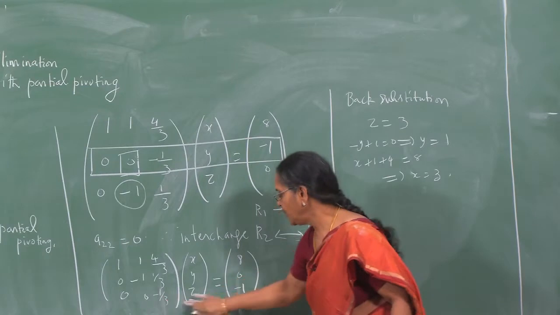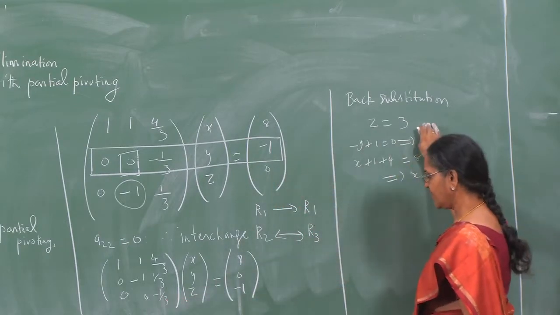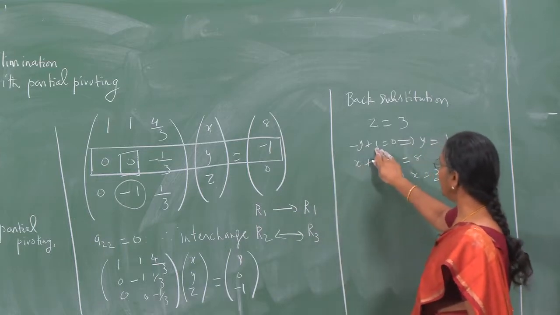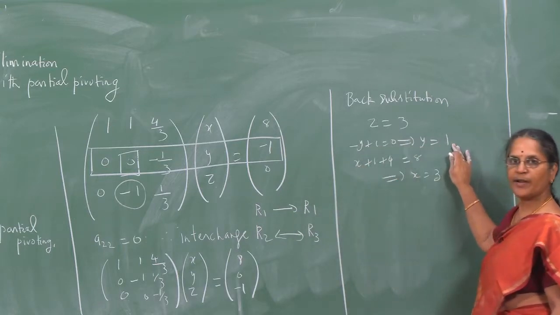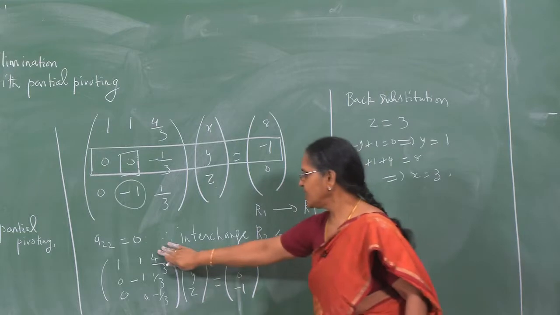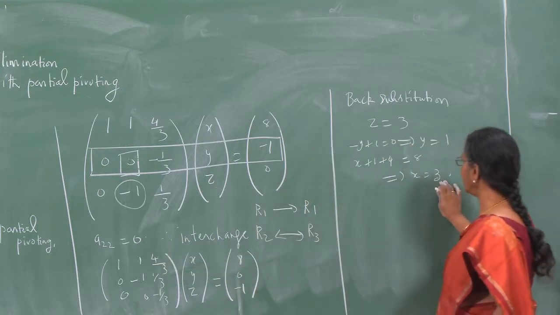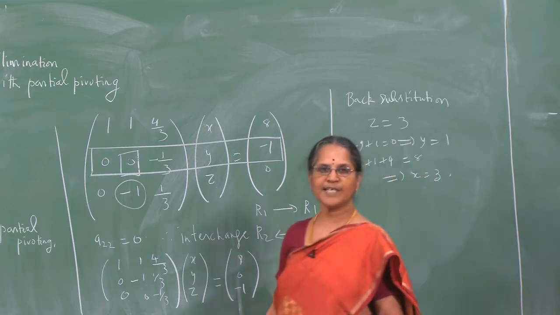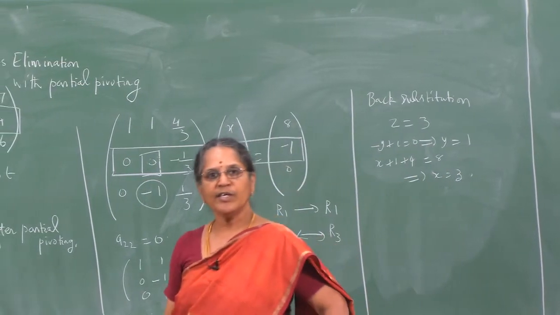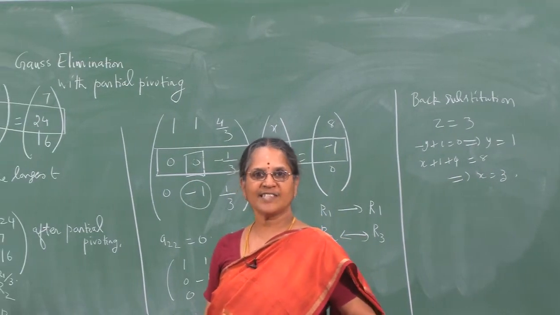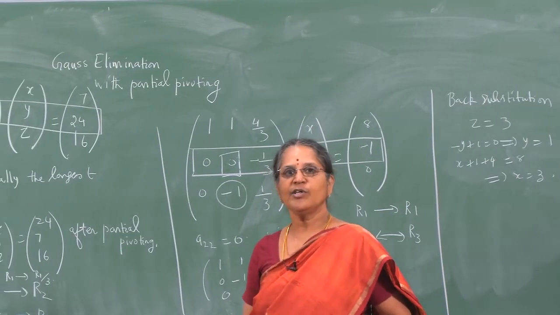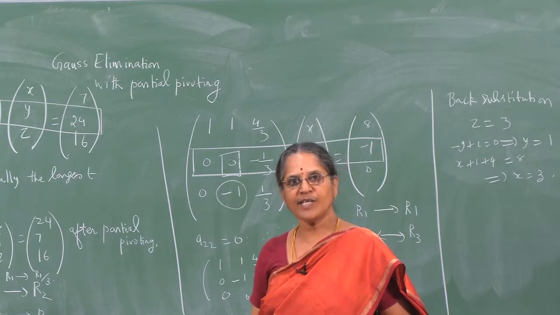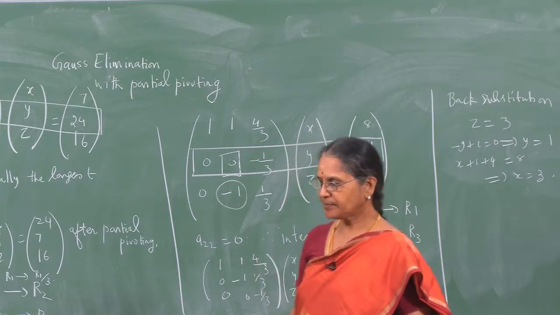We now use back substitution and obtain the solution of the system of equations. The third equation gives me z as 3. Use the second equation which gives you -y plus 1 = 0. So, y is 1. And now, use the first equation that gives you x is equal to 3. So, the solution of the given system of equations is obtained where you have used partial pivoting strategy, so that you have overcome the difficulty while applying Gauss elimination procedure.